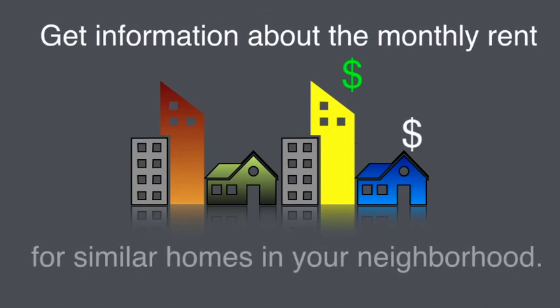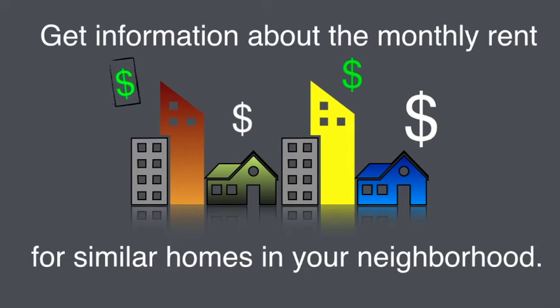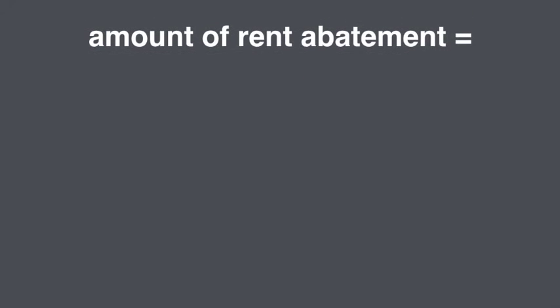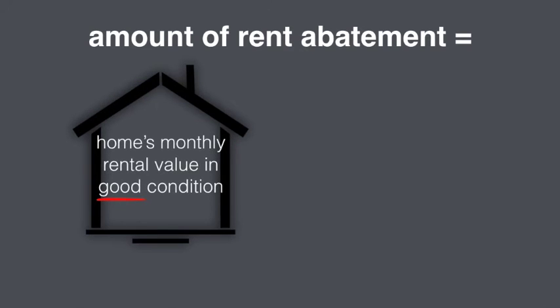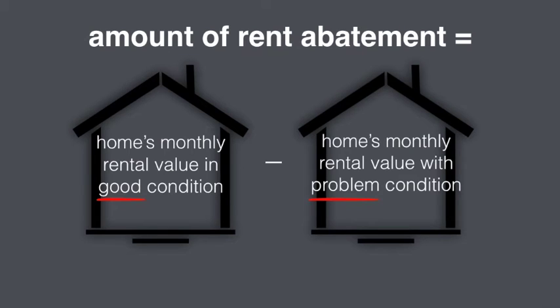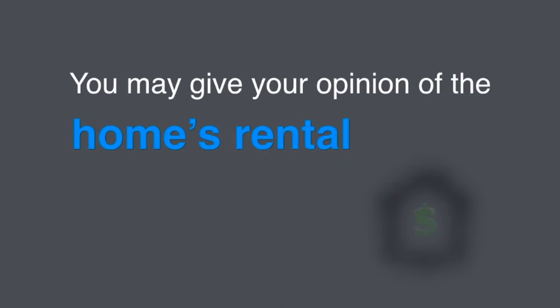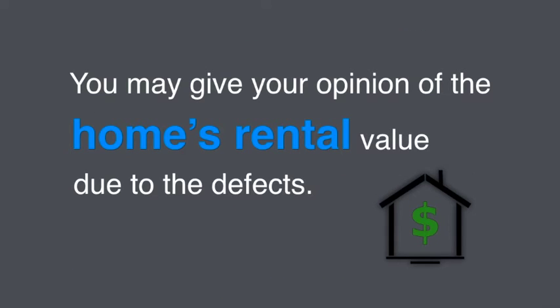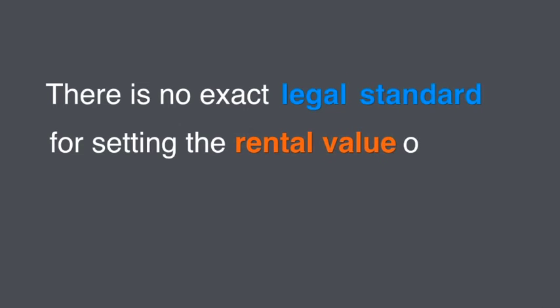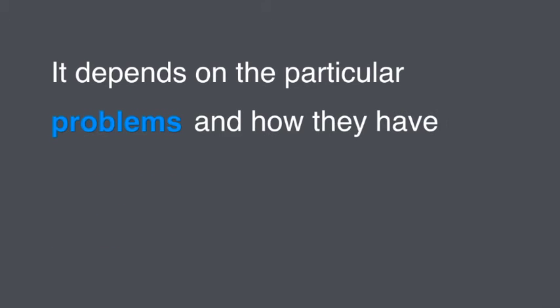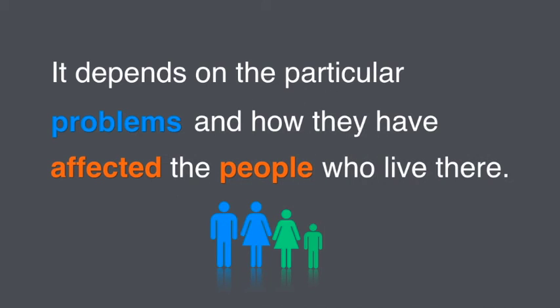Get information about the monthly rent for similar rental homes in your neighborhood. Then you can testify that you are familiar with rental values in your area. The amount of the rent abatement is the difference between the home's monthly rental value in good condition and its rental value with the problem conditions. You may give your opinion of the home's rental value due to the defects. There is no exact legal standard for setting the rental value of a home that has problem conditions. It depends on the particular problems and how they have affected the people who live there.